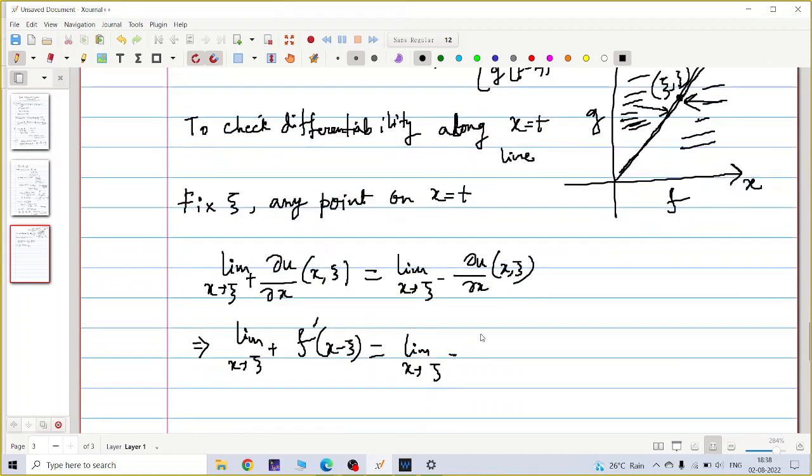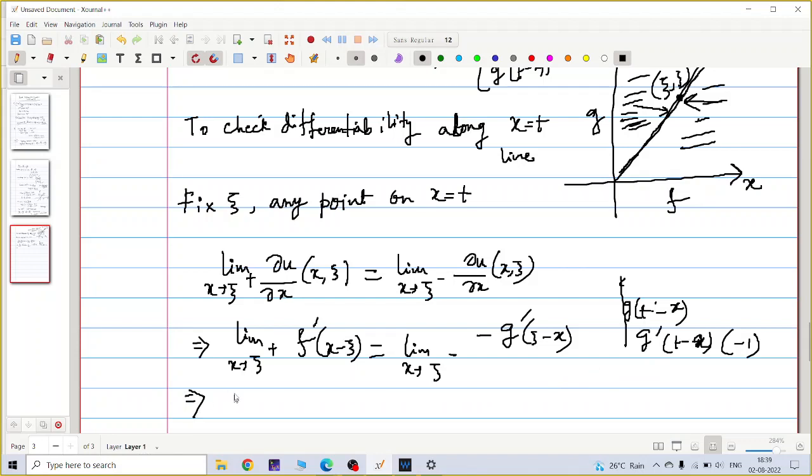Right? So it is minus g dash of xi minus x, because g of t minus x is there, and I just want the derivative with respect to x. So g dash of t minus x into the derivative of t minus x with respect to x, that is minus 1. So minus g dash of t minus x. Now t is replaced by xi because I fixed xi at this line.